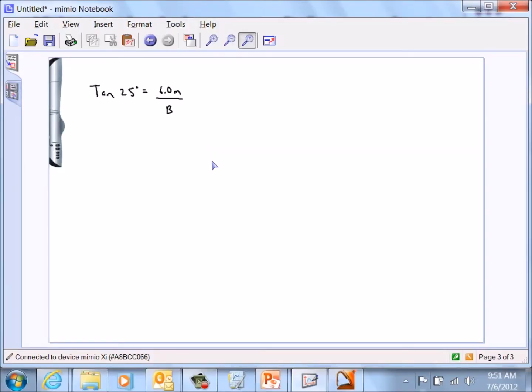This tangent relates opposite to adjacent, but this time you should have said tangent of 25 degrees is equal to 6 meters, because that was the opposite, over the unknown B, which was the adjacent. And now to solve for B, if I rearrange the equation, I'm left with B is equal to 6 meters divided by the tangent of 25 degrees.